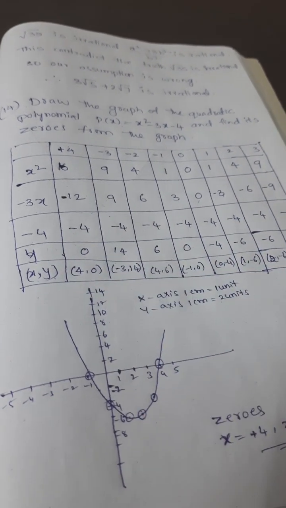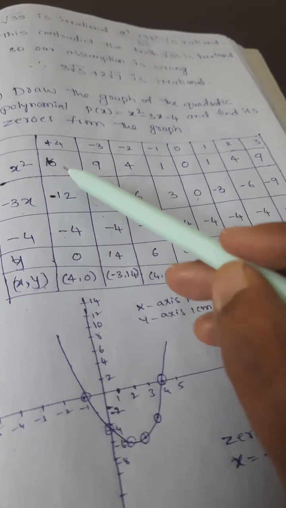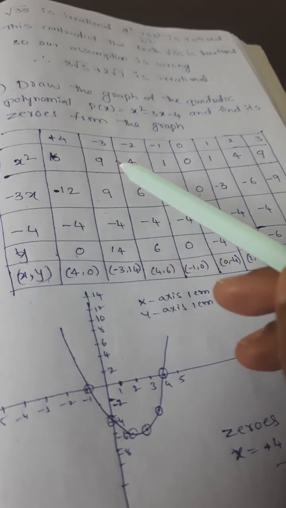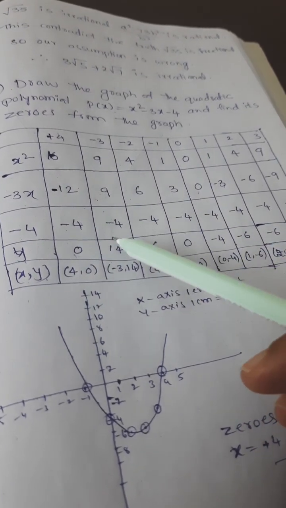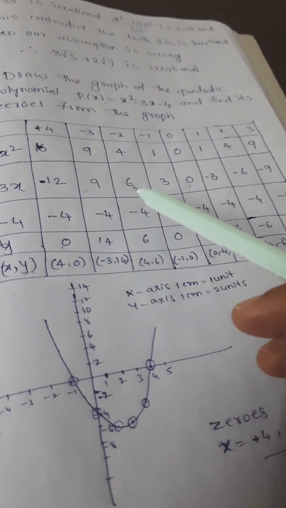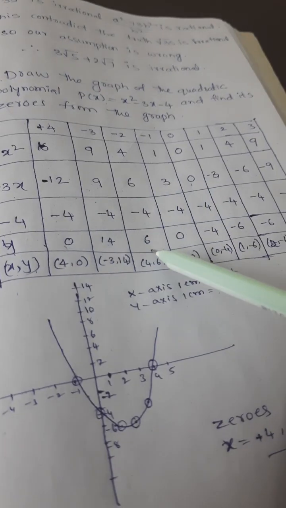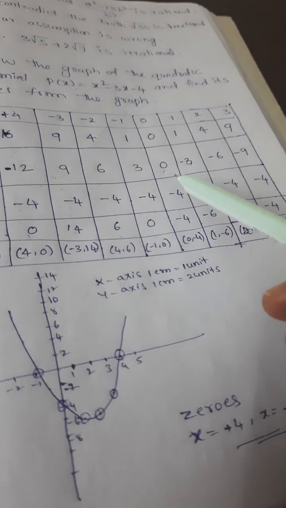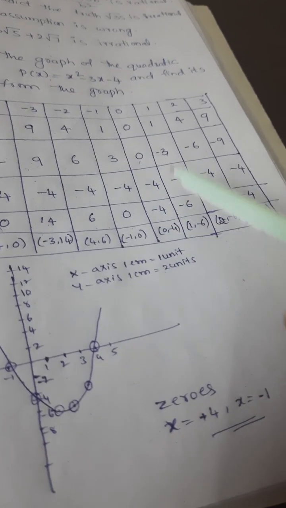This is constant terms. So we can add this: 16 minus 12 minus 4, that will become 0. 9 plus 9, 18, 18 minus 4, 14. 4 plus 6, 10, 10 minus 4, 6. 1 plus 3, 4, 4 minus 4, 0. 0 plus 0, 0 minus 4, minus 4.